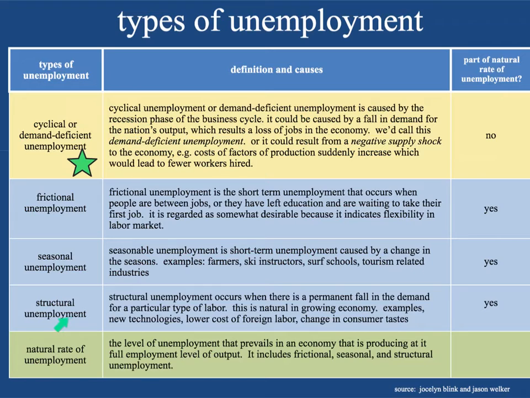And then lastly, there's structural unemployment. Structural unemployment occurs when there is a permanent fall in the demand for a particular type of labor. And this is natural in a growing economy. And examples of this would be new technologies might make some jobs obsolete, the lower cost of foreign labor, maybe a company takes some business.